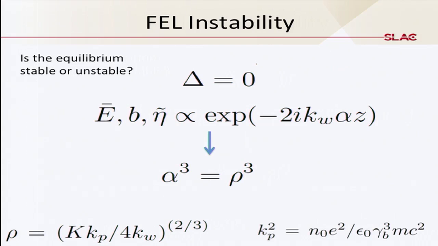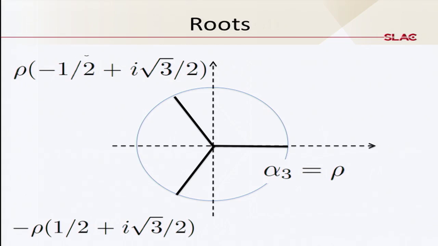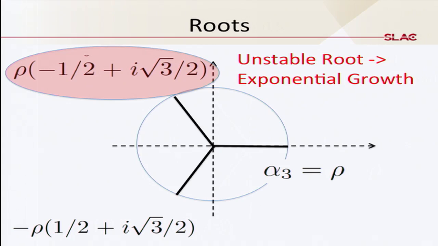Right? Now, alpha cubed equals rho cubed is our dispersion equation of the FEL. It has three roots. There's an oscillatory root, a stable root, so an exponentially decaying mode. And luckily, you have this third mode, which is unstable. When you plug it into your exponent, it gives you exponential growth of your field.